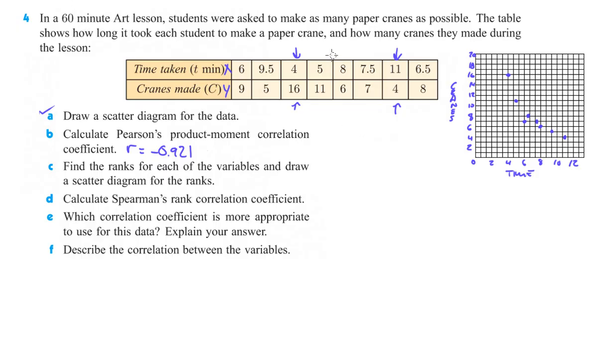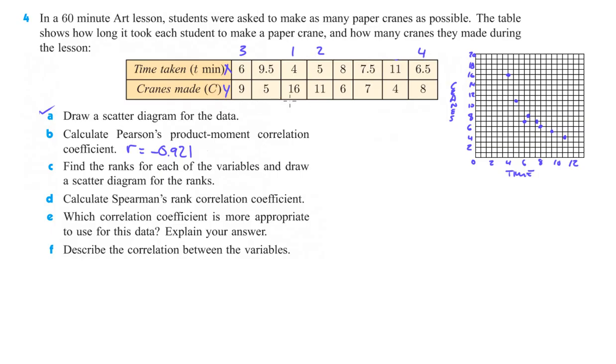Okay. Find the ranks for each of the variables and draw a scatter diagram for the ranks. So what we're going to want to do for that is, since we have room above and below, I'm just going to put each rank above and below. Okay. So we've got to look for the lowest number. This is the lowest, so that's first. Second lowest is 5. Third, fourth, and so forth.